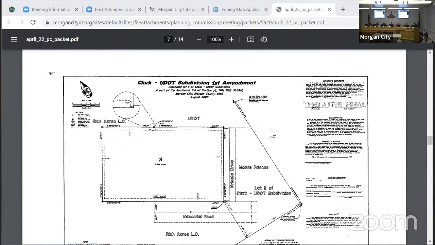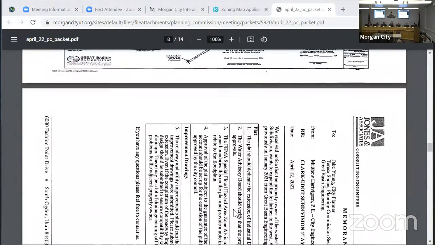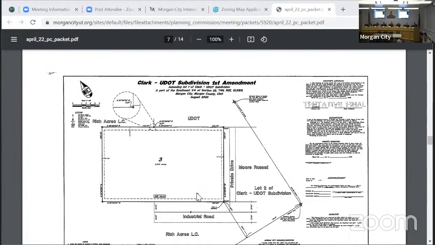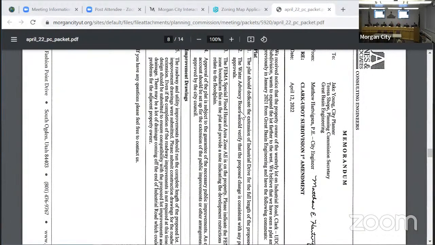I'm curious, I want to be clear on the action that we're taking as a commission today. So the page that has those 5 points, with 4 of them with the plat and 1 with the improvement drawings. Yeah, that one.